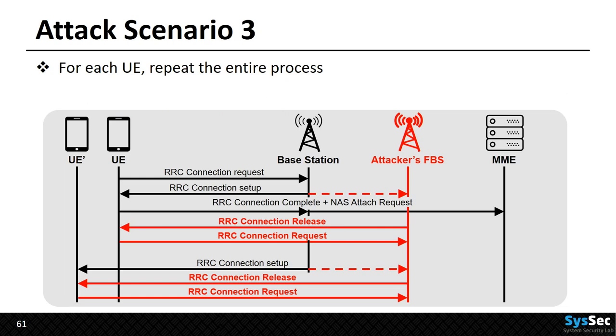In this attack, the attacker constantly monitors downlink messages from the commercial base station to acquire the RNTI from the RRC connection setup message. Once the attacker gets the RNTI, the attacker injects the RRC connection release message. The attacker can repeat the entire process until he brings all the UEs around.